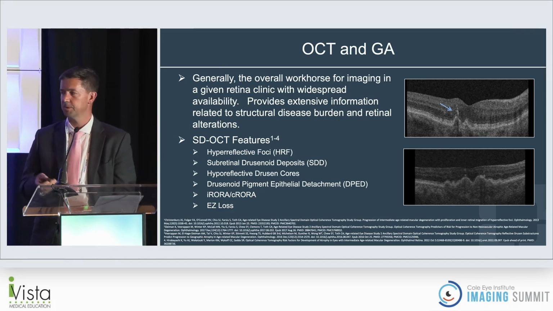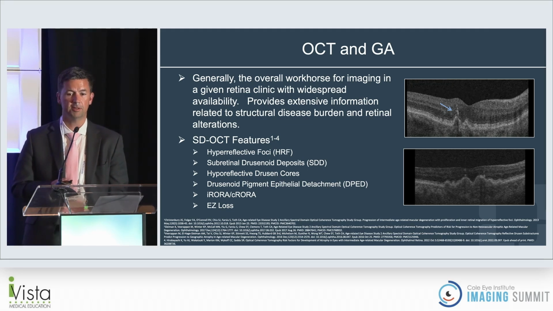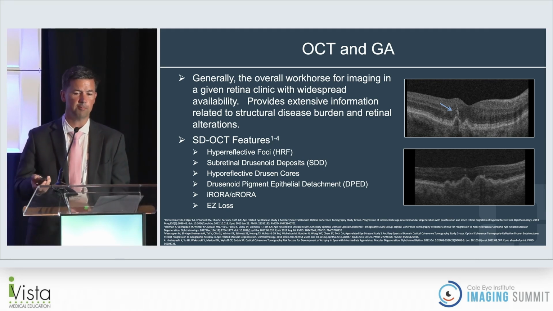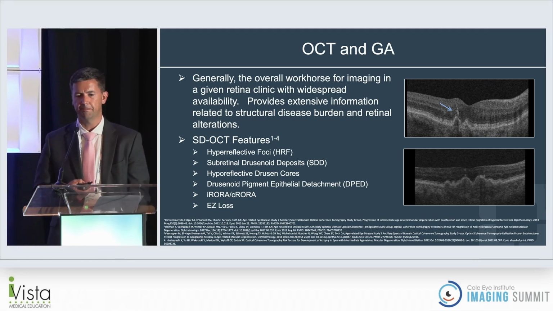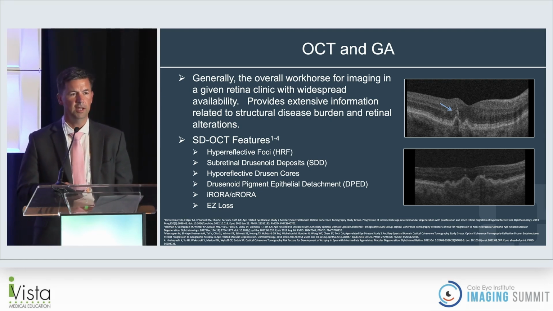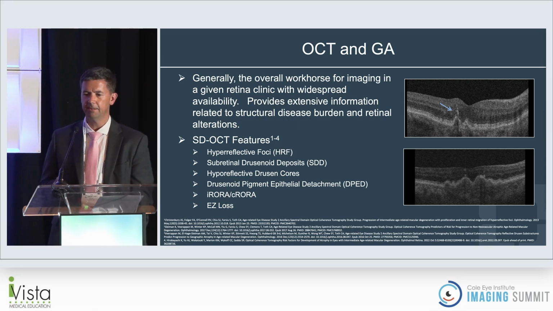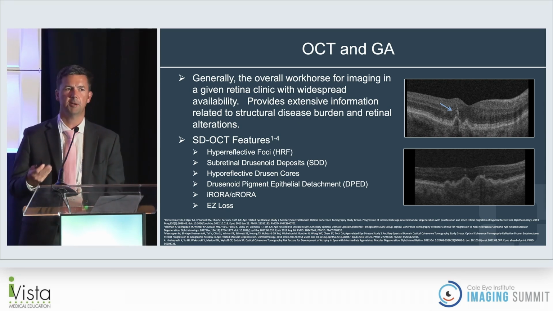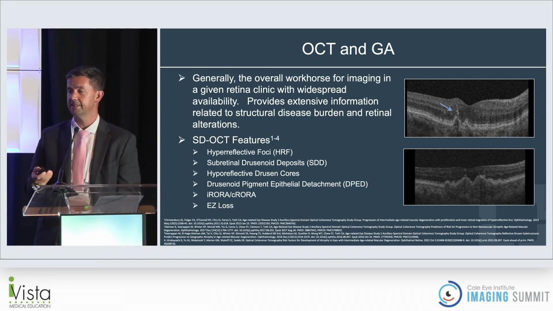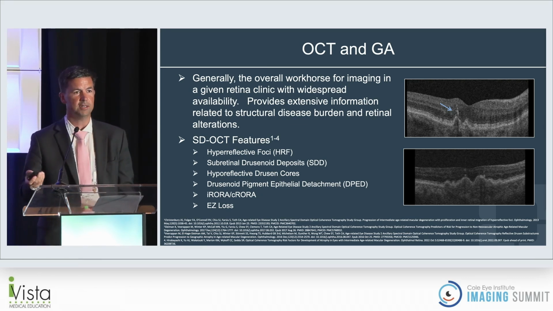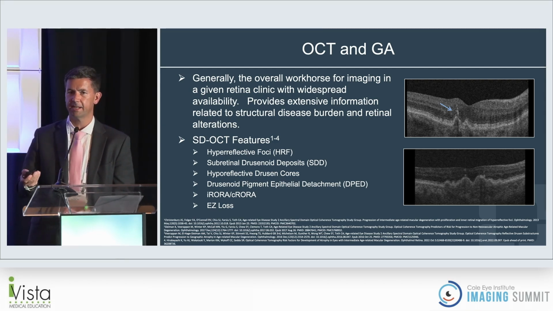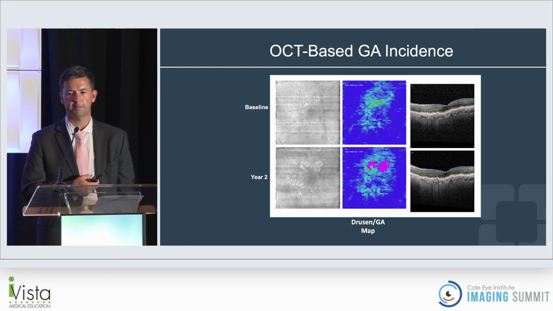But when we think about outcomes, we heard from Vas some of the things that we may be looking for. There are many features that can alert us to someone who may be more at risk, things like hyperreflective foci, subretinal drusenoid deposits, hyperreflective drusen cores, and complexity that we see in drusen, as Vas alluded to. iRORA, cRORA, and EZ loss are all things that as you start to listen to patients' symptoms, if you look more and more at the OCT, you can start to pick out perhaps why it is that they tell you they're getting worse over the last 3 years, but their vision's still 20/20. But if you actually look really carefully at their OCT, you're seeing progressive changes in the outer retina that may explain some of what they're seeing.